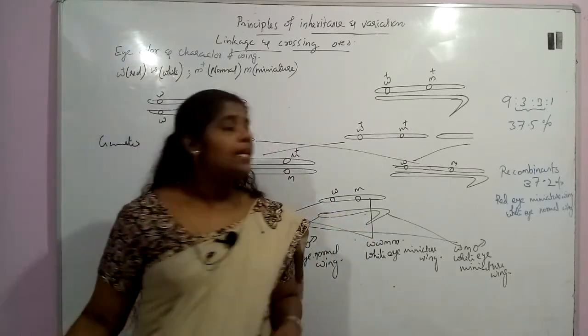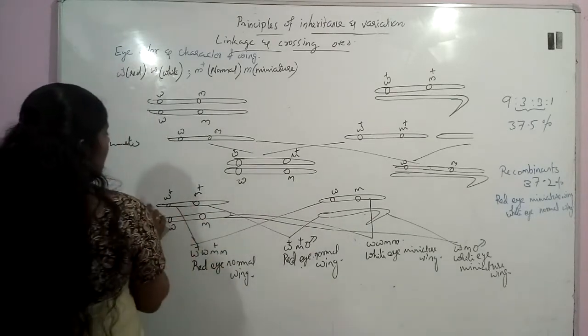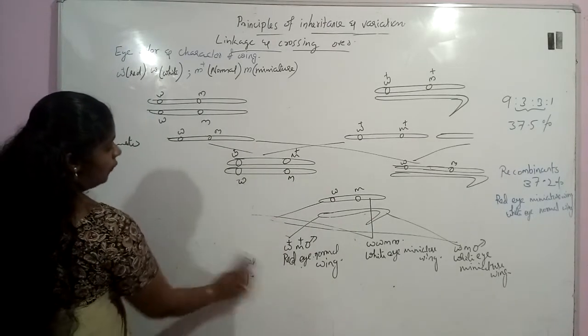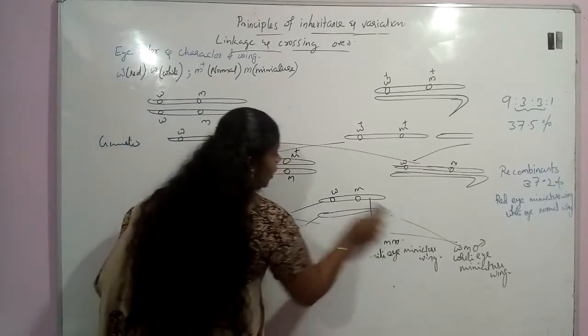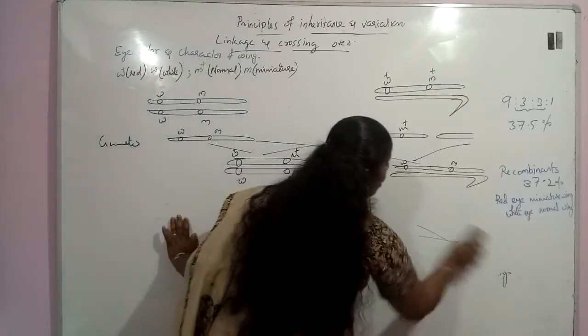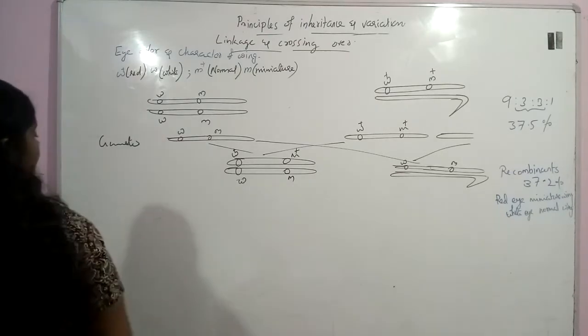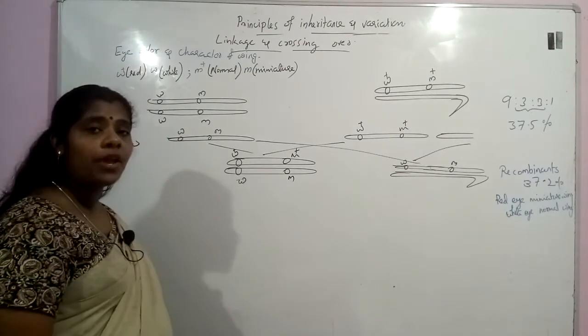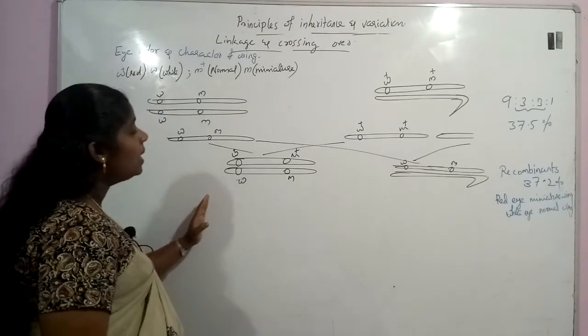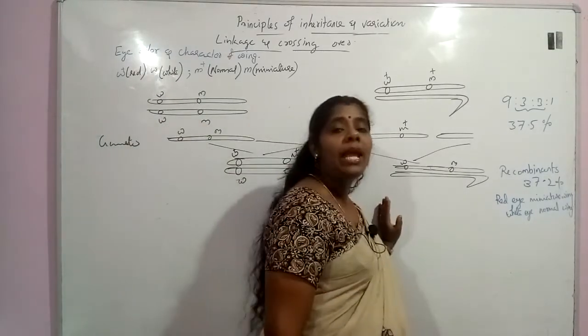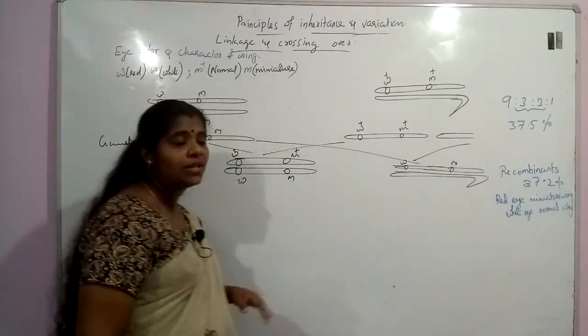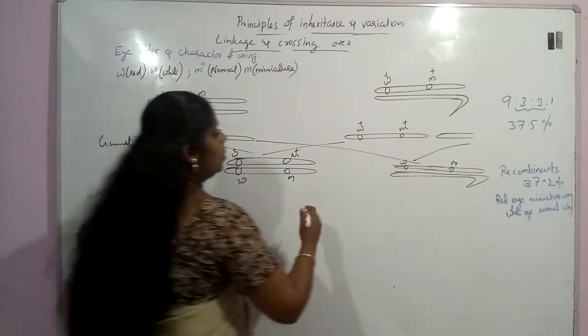See here, in this experiment, when the F2 generations are formed, the organism included in this cross is the heterozygous female, which is a result of the F1 cross, and the recessive male, which is also a result of the F1 generation, and we are making the cross of this one.